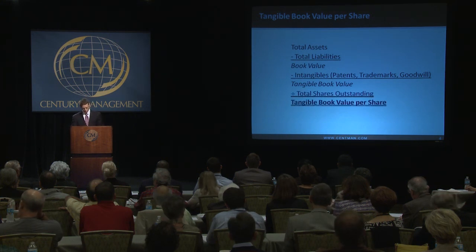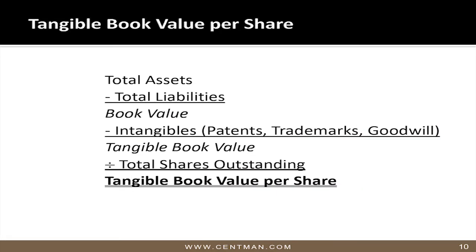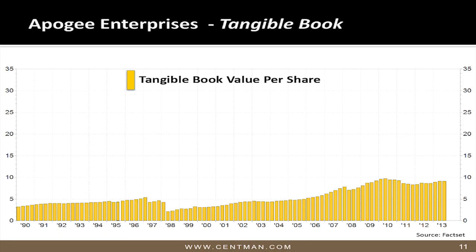So we look at tangible book as a very good proxy for the underlying value of the business over time. It doesn't equate to the intrinsic value of the business, but it's a great gauge to the growth of the business and the direction of the underlying value. So here we look at a graph of tangible book from Apogee Enterprises from 1990 to present. We can see that while Apogee is somewhat cyclical over time, it's grown quite nicely over the last several decades, with each peak being higher than the previous peak.